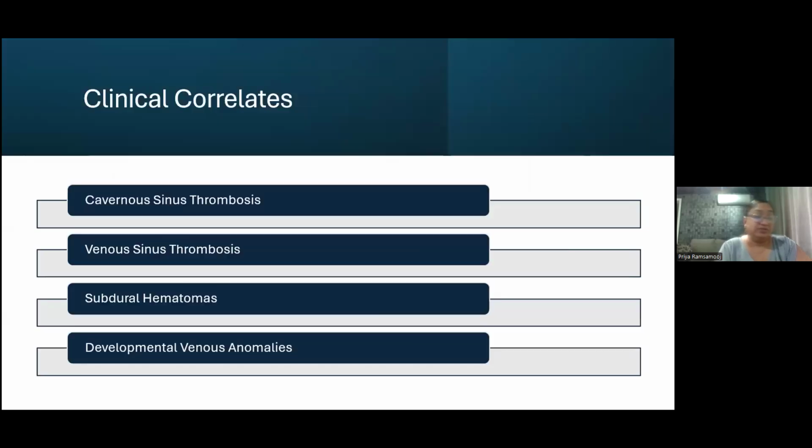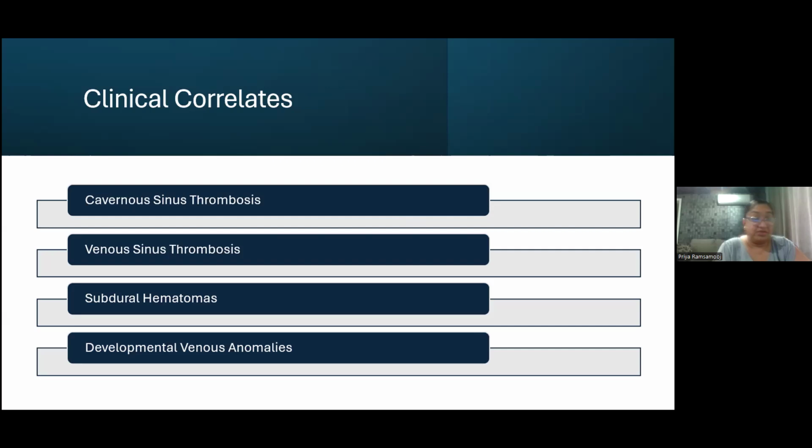And to end off, in terms of venous drainage, some of the key things you need to remember in terms of clinical correlates would be cavernous sinus thrombosis, venous sinus thrombosis, subdural hematomas, and developmental venous anomalies. And we're really just touching on these for the sake of completion. We know that cavernous sinus thrombosis results from obstruction, inflammation, anything that increases pressure within the cavernous sinus, and some of the typical causes would be thrombophlebitis, persons with a hypercoagulable state.